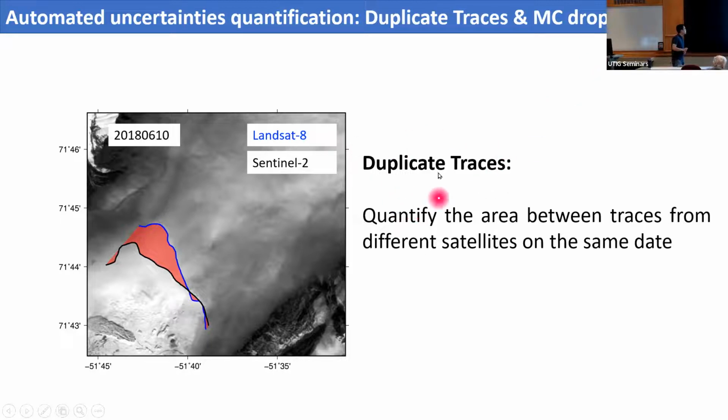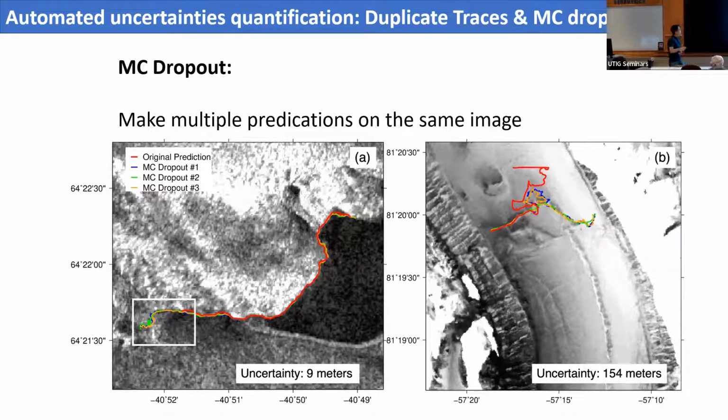The first thing, let's talk about the duplicate traces. Because we're integrating multiple remote sensing data sets, there are dates that have more than one remote sensing image, which means we have more than one trace. All of them are picked by the deep learning network. We can quantify the error between the traces from different satellites on the same date. So for example, this blue one is from Landsat 8, and the black one is from Sentinel-2. Both of them are picked by the network, and they're quite different. So by measuring the difference between them, we can quantify the uncertainty. The second thing is called ensemble dropout.